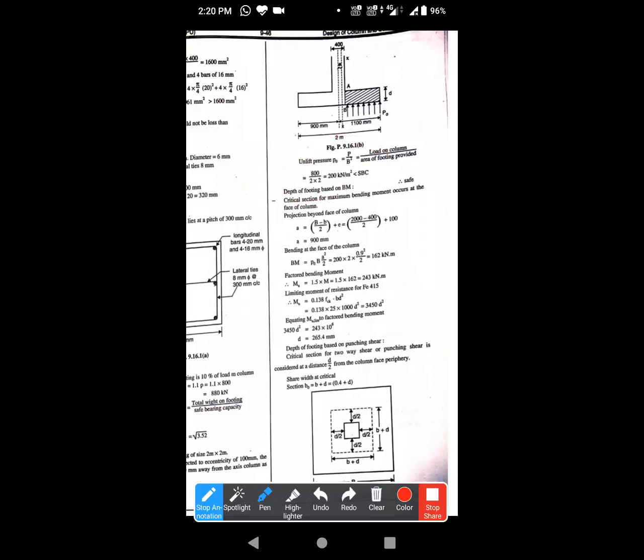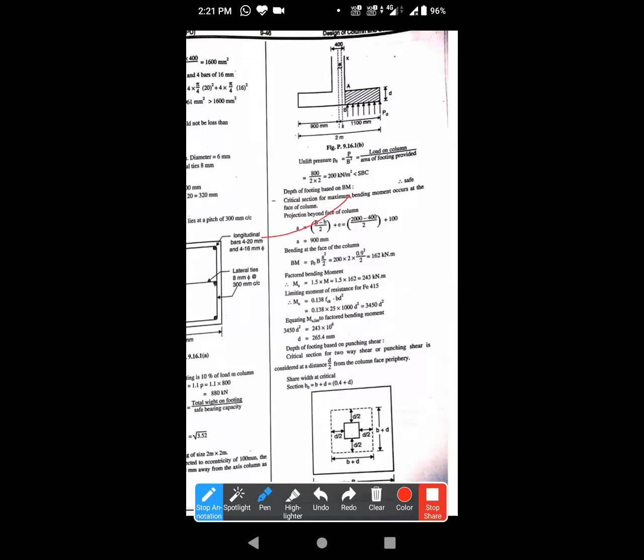Depth of footing based on bending moment. Now you are going to deal with the depth of footing based on bending moment. You know, the critical section for maximum bending moment occurs at the face of the column. The projection beyond the face of the column is 900 mm. In the question it is specifically given that you have to find for flexure and punching shear, meaning two-way shear.